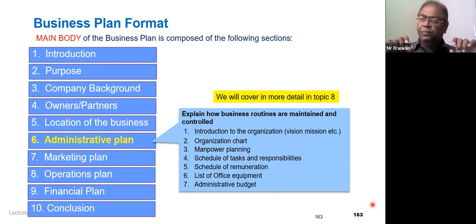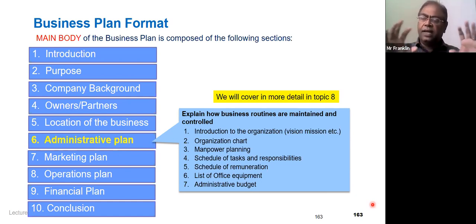Manpower planning. Manpower means how many staff you're going to have for marketing, how many staff for production. If I want to make the cakes, I need to get a few bakers, how many bakers I need to get. So for those things, you have a manpower plan. Schedule of tasks and responsibility. Write down who is going to do what job.